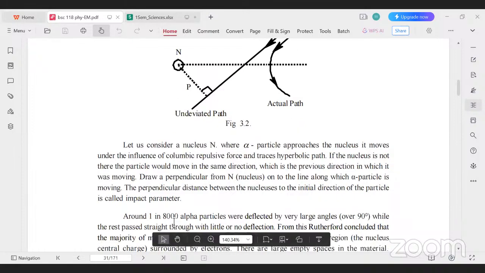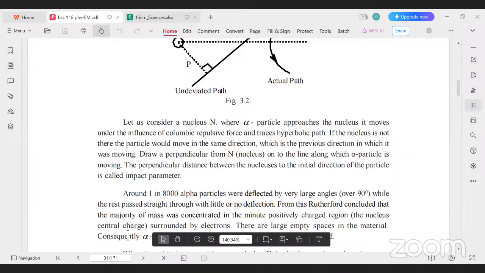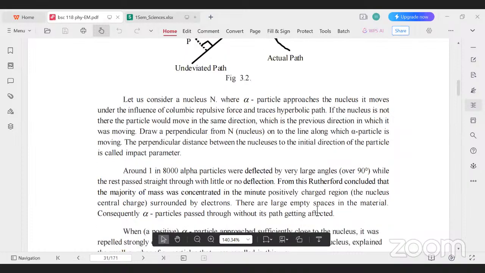Around 1 in 8,000 alpha particles were deflected by very large angles, over 90 degrees, while the rest passed straight through with little or no deflection. From this, Rutherford concluded that the majority of the mass was concentrated in a minute, positively charged region, the nucleus. The central charge is surrounded by electrons. There is a large empty space in the material. Consequently, alpha particles pass through without their path getting affected.